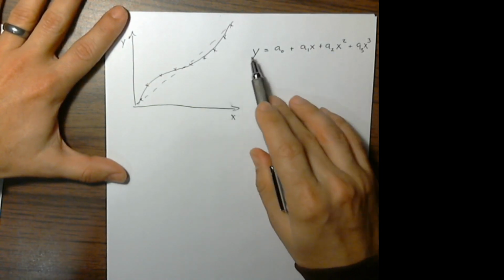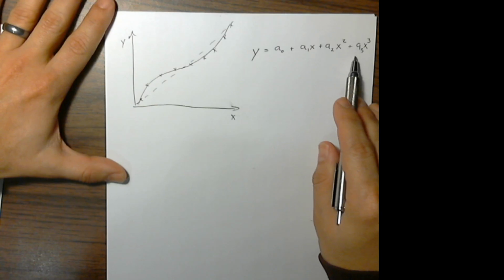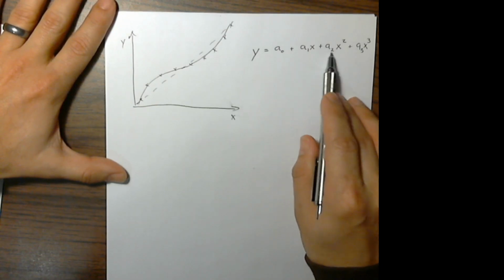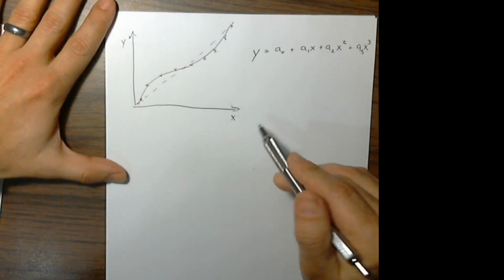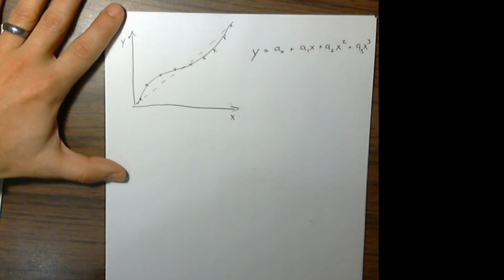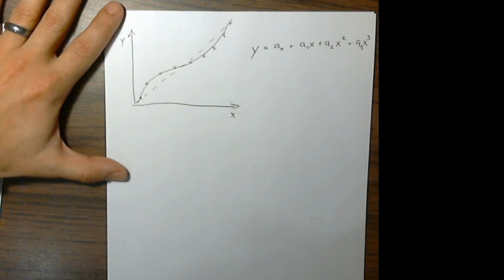So now instead of having only two coefficients, now we have four coefficients for a cubic. So for order n, you always have n plus 1 coefficients for a polynomial.